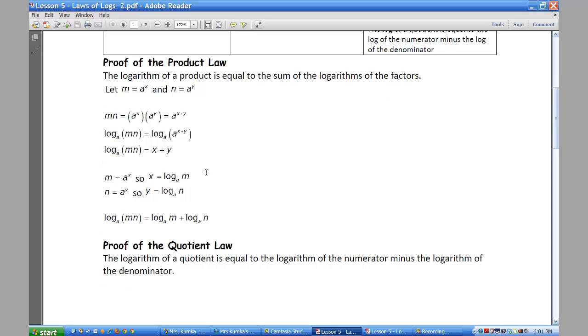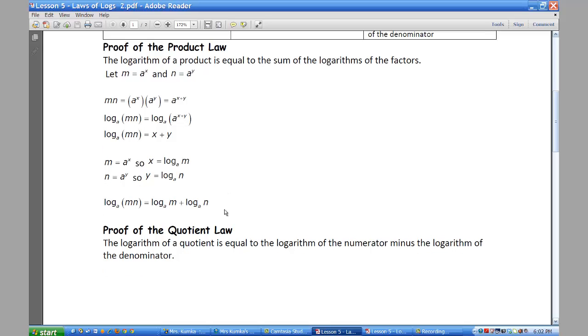And then I'm going to substitute back, and I'm going to see that if I express this in terms of the exponents, I'm going to get m equals a to the power of x, where x is the exponent, log of base a of answer m. And I do the same thing for n, and then eventually I'll get log a of mn equals log a of m plus log a of n. So every time you see log of a number plus log of another number with the same base, you can bring it to a single log of the product of the two numbers, of the two answers.